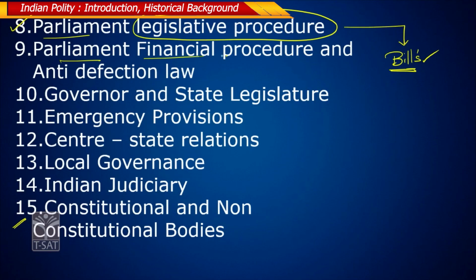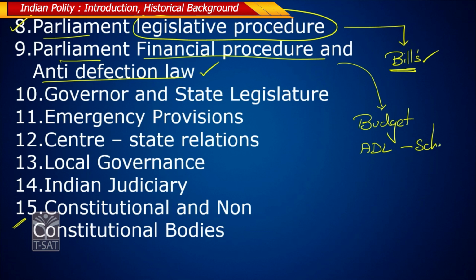Secondly, we have parliament financial procedure and anti-defection law. In parliament financial procedure, we have the budget and how the budget is passed, and anti-defection law. We have to cover this in the 10th Schedule also. So these are the 2 things we will be dealing with in the 9th topic.